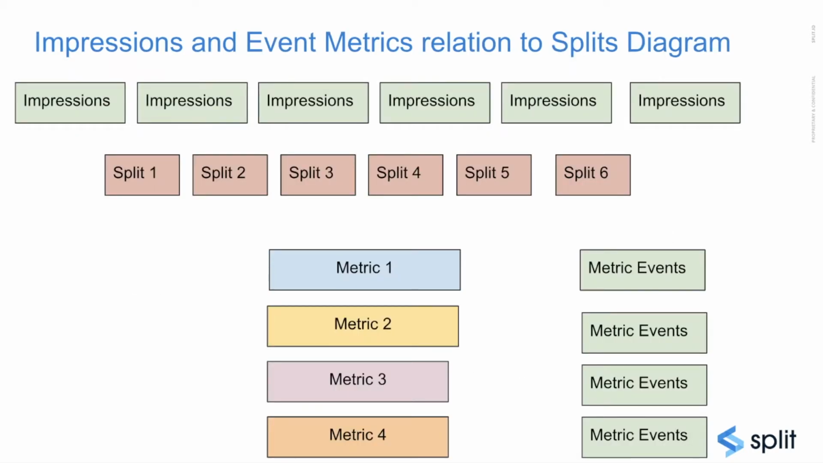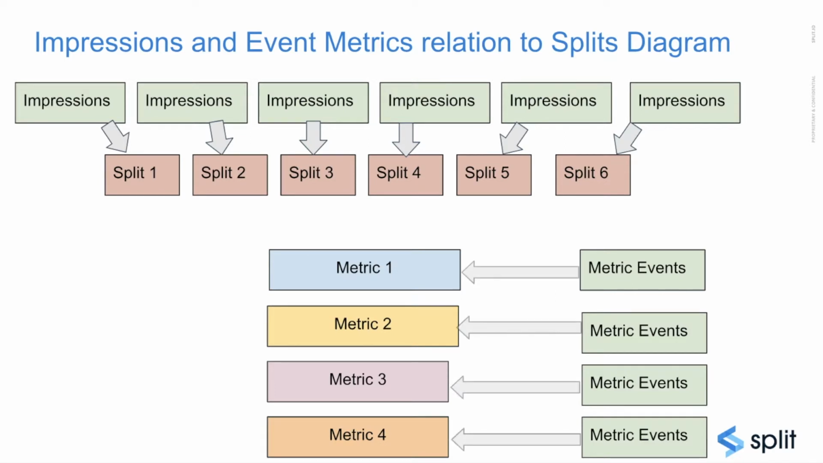Now here is a diagram for how the impressions are related to splits and how the metrics are related to splits. In the beginning, we have impressions coming in from SDKs, and we have the splits here. We have 6 splits as an example. And then we created, independently, 4 metrics here. And of course, the metric events are also incoming from either the SDK or the admin API. But how do we correlate these metrics to the splits, so we can actually add each metric to a split so we can monitor it?